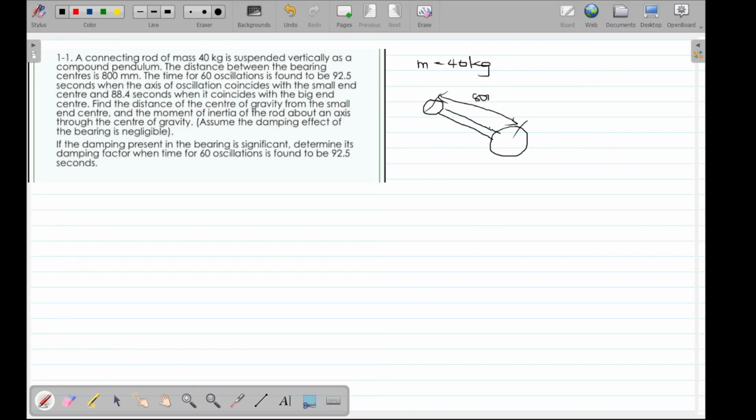So for any connecting rod, there is a part that has a bigger bearing and a part that has a smaller bearing. And the question says the distance between them is 800 mm, which is equal to 0.8 meters. Each part of the connecting rod is hung on a pivot point to make it swing, as you can see here. So when the smaller one was hung on that pivot point, the time for 60 oscillations, let's say T1, is 92.5 seconds. And when the bigger one was used, T2 for 60 oscillations is 88.4 seconds.